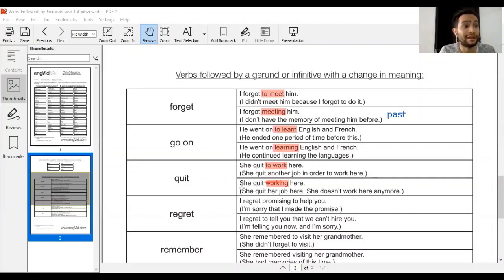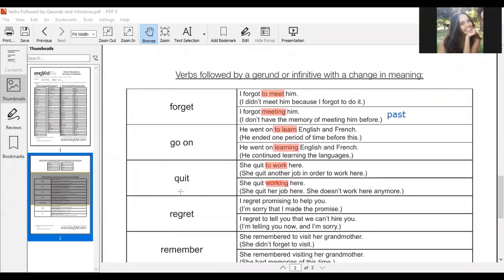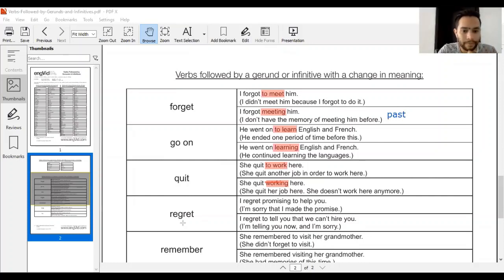Pero cuando yo quiero decir que renuncio a algo para hacer otra cosa, en ese caso sí uso quit to. Pero si simplemente digo que renuncié a algo y no voy a decir para qué, para ir a hacer qué cosa, en ese caso solamente digo quit con ing. Clear? Clear, guys? Or you need more explanation? Yes, it's clear. All right. You need to try to make sense of this.